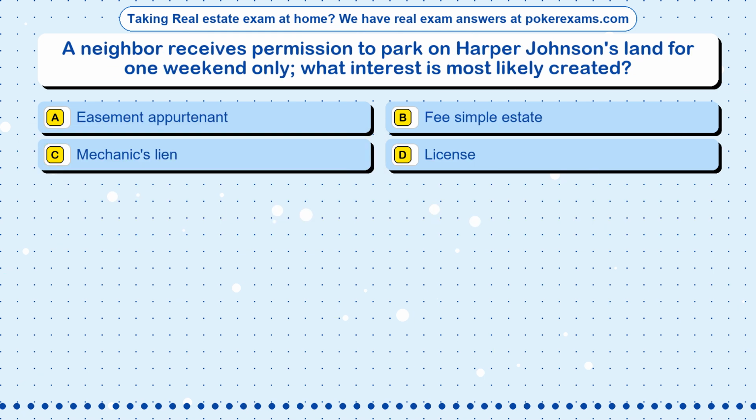Question 4. A neighbor receives permission to park on Harper Johnson's land for 1 weekend only. What interest is most likely created? Option A, easement appurtenant. Option B, fee simple estate. Option C, a mechanic's lien. Option D, license.